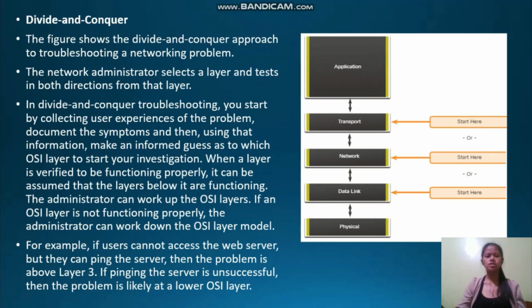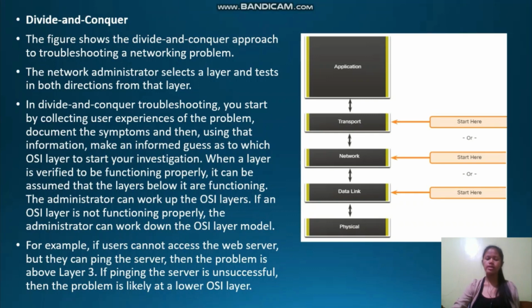Divide and conquer. The figure shows the divide and conquer approach to troubleshooting a network problem. The network administrator selects a layer and tests in both directions from the layer. In divide and conquer troubleshooting, you start by collecting the user experiences of the problem, document the symptoms, and then, using the information, make an informed guess as to which OSI layer to start your investigation. When a layer is verified to be functioning properly, it can be assumed that the layers below it are functioning. The administrator can work up the OSI layers.